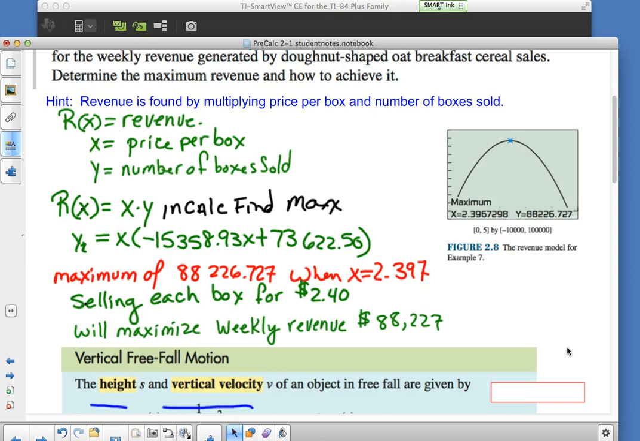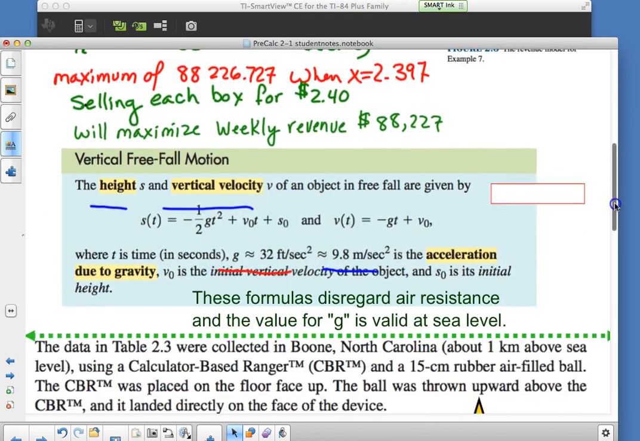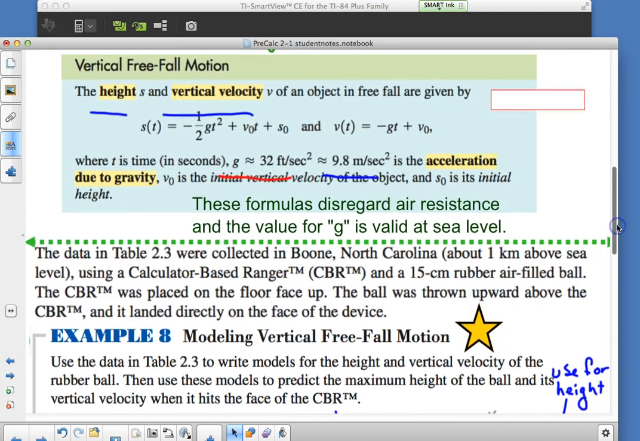Okay, so now let's look at this next one. We're talking about the vertical free fall motion. We do it a little differently in math. I mean, they're kind of connected, but we have a pretty straight-up formula for it. The height S and vertical velocity V of an object in free fall are given by the equation S of t equals the opposite of 1/2 g t squared, remember g being gravity, and my gravity can be 32 feet per second squared, or my gravity could be 9.8 meters per second squared.